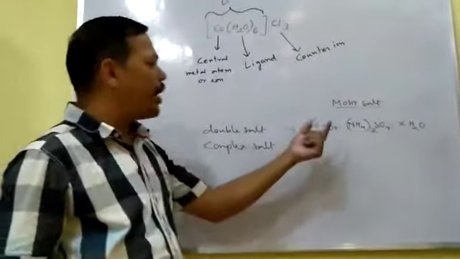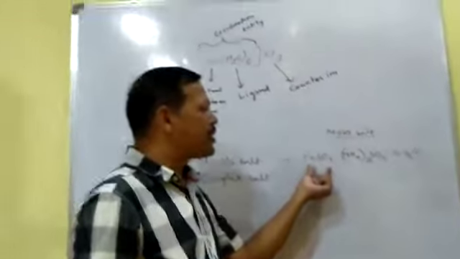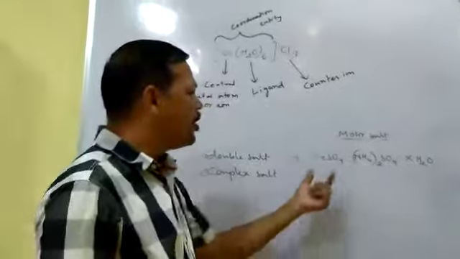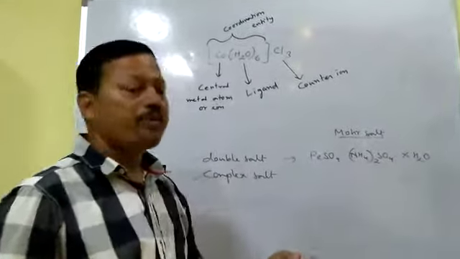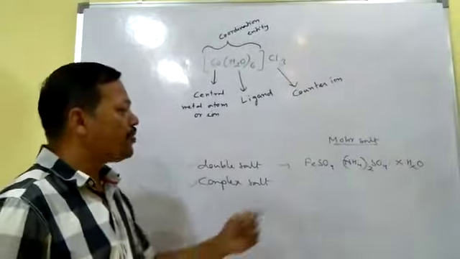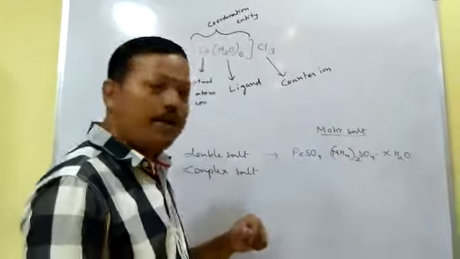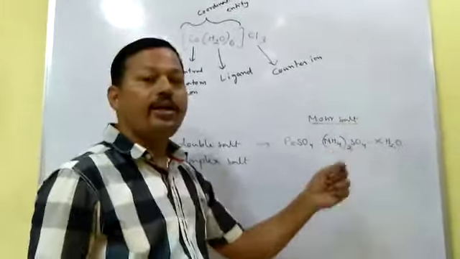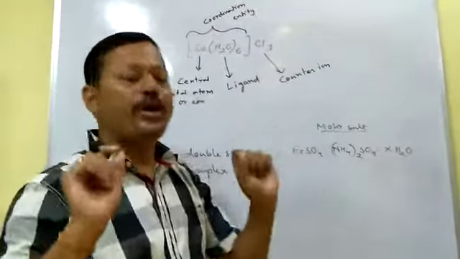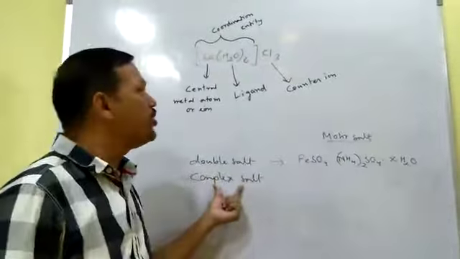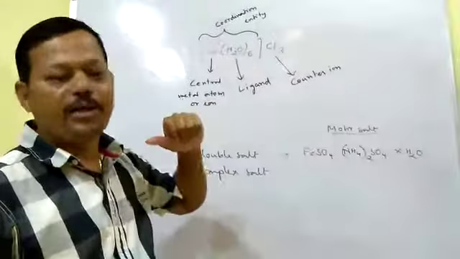Actually here I have applied two salts, one is ferrous sulfate, one is ammonium sulfate. When you apply these two salts in equimolar amount, then they will form this type of double salt, I mean Mohr salt you will get. But if you take these two salts in unequimolar amount, then there is the possibility to form this type of complex salt.